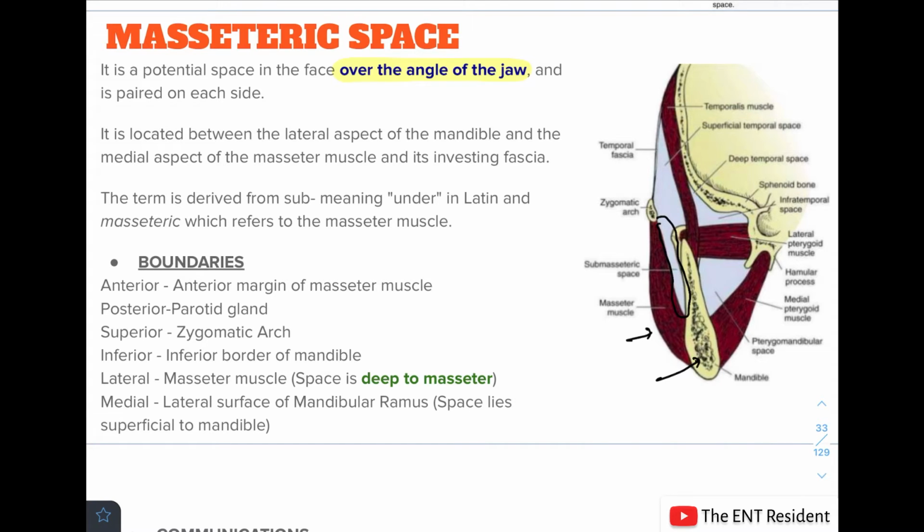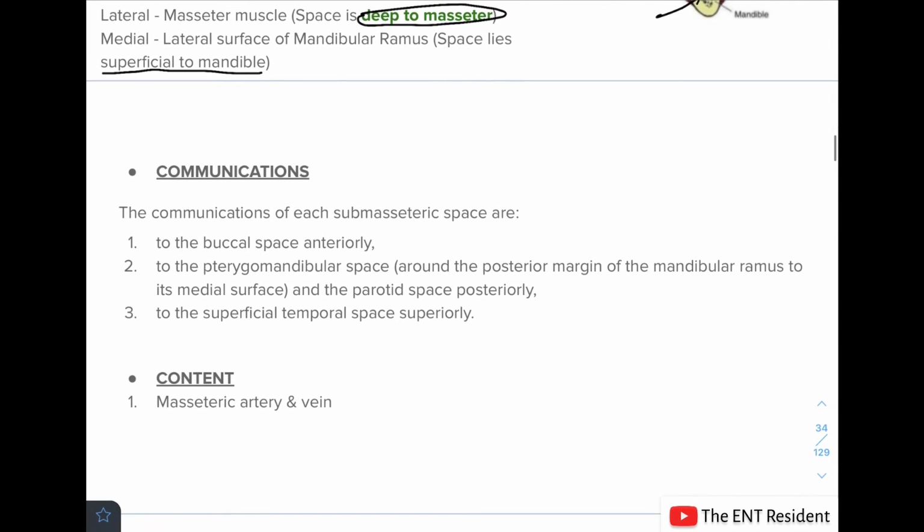Now if we were to talk about the boundaries of the masseteric space, anteriorly lies the anterior margin of the masseter muscle, posteriorly lies the parotid gland, superiorly is the zygomatic arch, inferiorly is the inferior border of the mandible, laterally is the masseter muscle, and medially is the lateral surface of the mandibular ramus. So the masseteric space is actually lying deep to the masseter muscle and superficial to the mandible. It communicates with the buccal space anteriorly, the pterygomandibular space and the parotid space posteriorly, and the superficial temporal space superiorly.